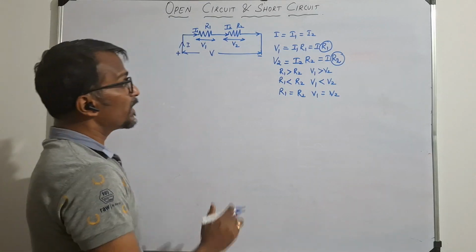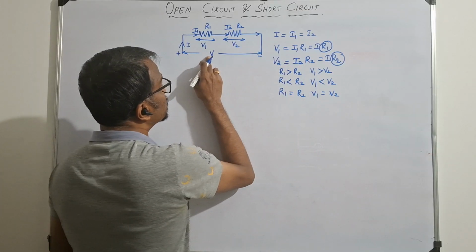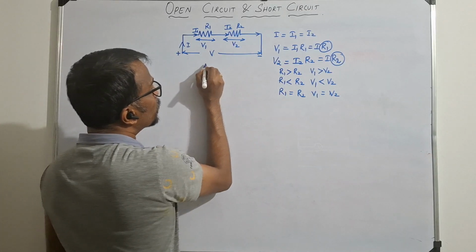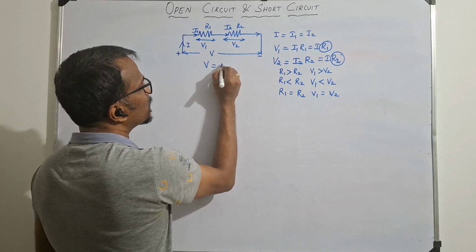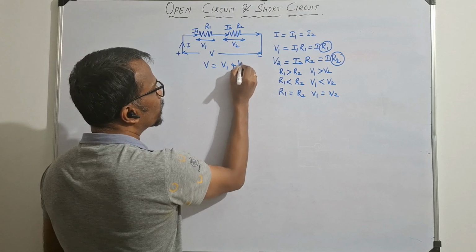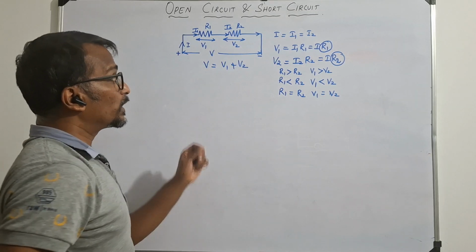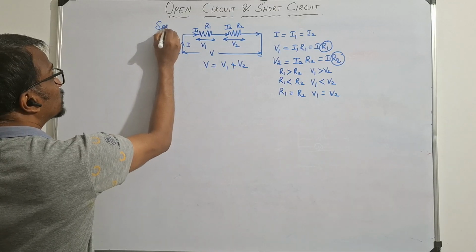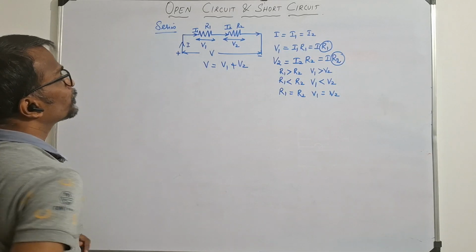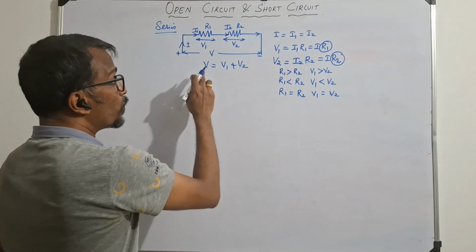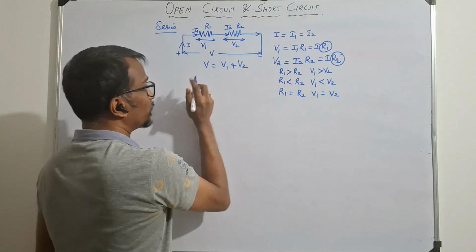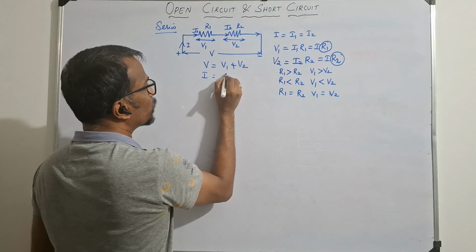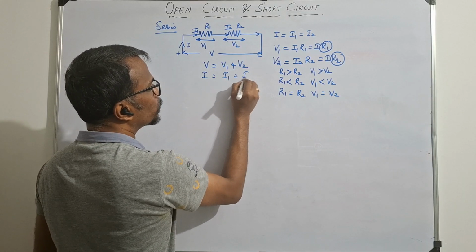So from this, the total voltage V is nothing but V1 plus V2. This is for the series connection. In the series connection, voltage V equals V1 plus V2 and current I is equal to I1, equal to I2.